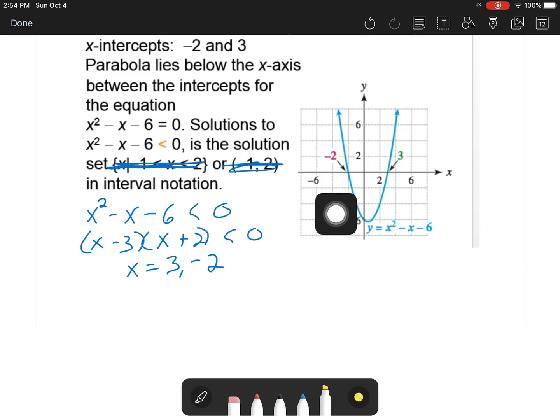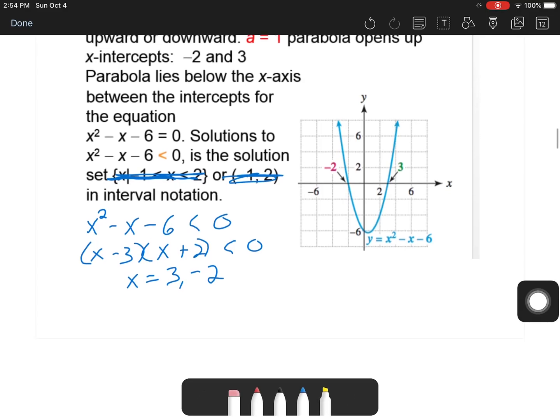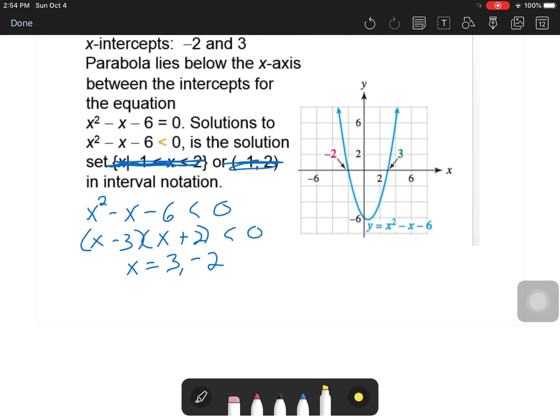You can plug numbers in, like you can pick a number in this interval that's less than -2, a number that's between -2 and 3, and then a number that's greater than 3. But if you know what the graph looks like, you don't have to graph it in great detail, but if you know the x-intercepts and that it opens upward, and we're looking for where is this parabola less than 0, the part where it's less than 0 just means where is it below the x-axis. That's this part right here. And then we just want to talk about the corresponding x-coordinates for each of those y-coordinates that I just highlighted, and that would be between the two numbers, -2 and 3, between those x-intercepts.